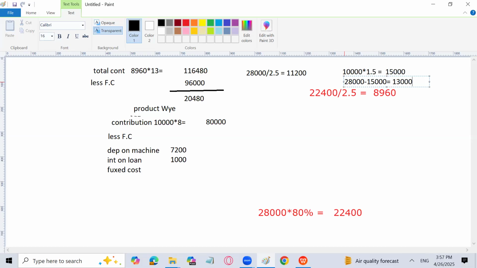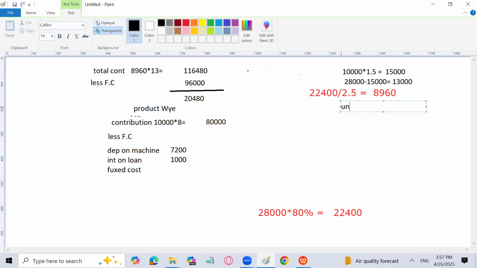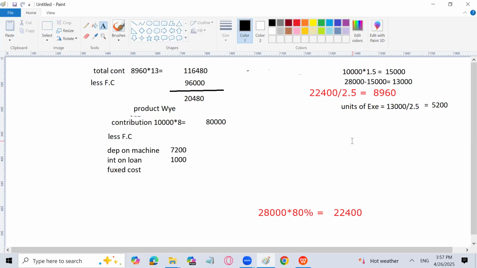Now, 28,000 minus 15,000, how many hours are available to produce X? 13,000. And for each unit of X, we are consuming 2.5 hours. So the units of X which we are going to produce is 13,000 hours available, divided by 2.5. We will get 5,200 units. So product X is going to be produced for only 5,200 units, right?